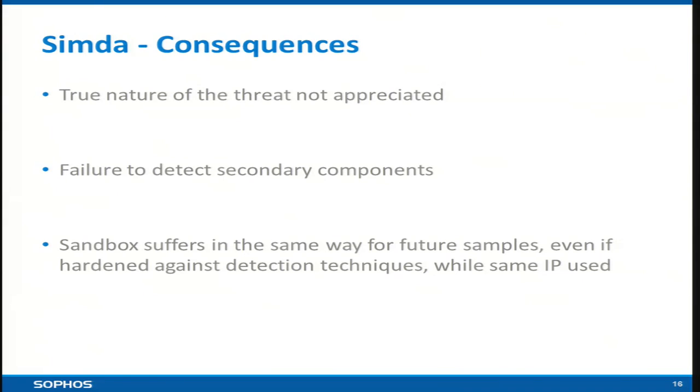So what happens to us if we fail to realize that we're being tricked by Simda? Well, basically, we're not going to understand the true nature of what the threat does. We're not going to be able to analyze it properly. We aren't going to be able to examine the network interchange, and we won't see any secondary components and detect them and understand how they work. And our sandbox is going to suffer the same consequences as long as we use the same IP address. So even if we work out what detection techniques they're using, harden our machine against them, we still suffer the same consequences because our network infrastructure is the same.